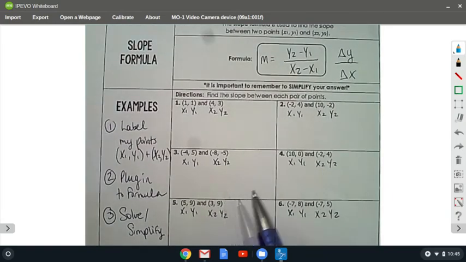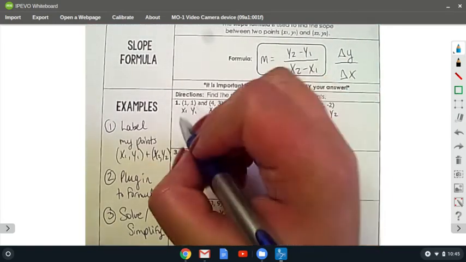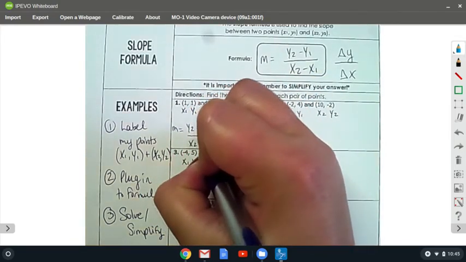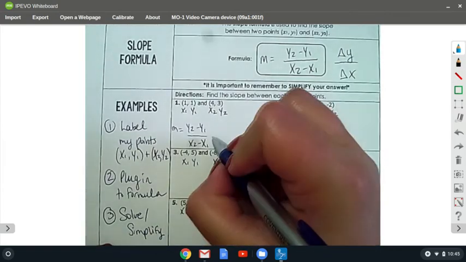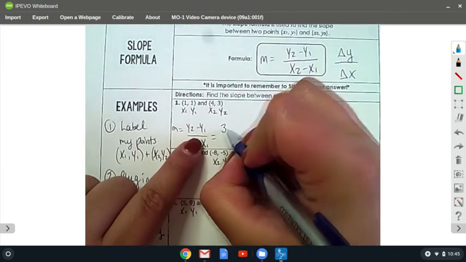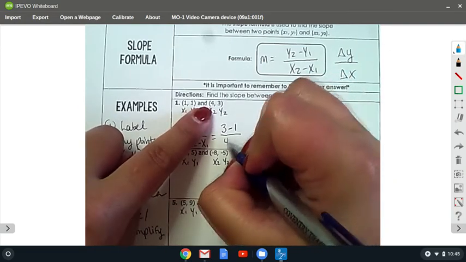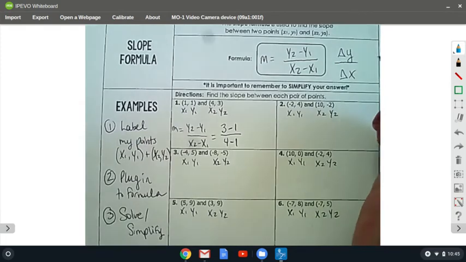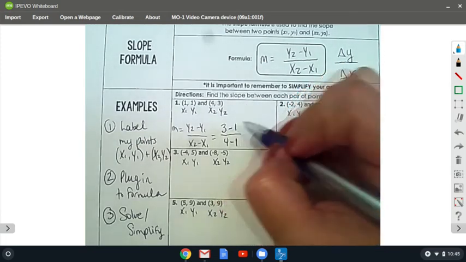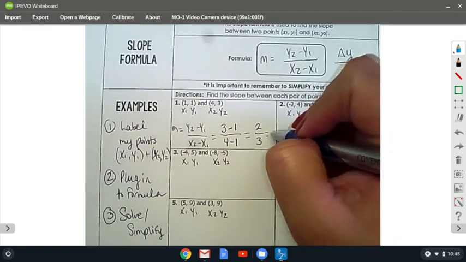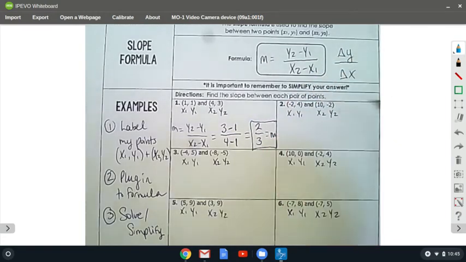Okay, so I'm going to plug this into the formula. So my formula, I'll do the first one out. My first one is y2 minus y1 over x2 minus x1. So to plug that into the formula, I do my y2 first, which is 3, minus my y1, which is 1, my x2, which is 4, minus my x1, which is 1. Now I'm going to subtract. 3 minus 1 is 2. 4 minus 1 is 3. So my slope is 2/3. I can't reduce that fraction, so I'm going to leave it just like that.